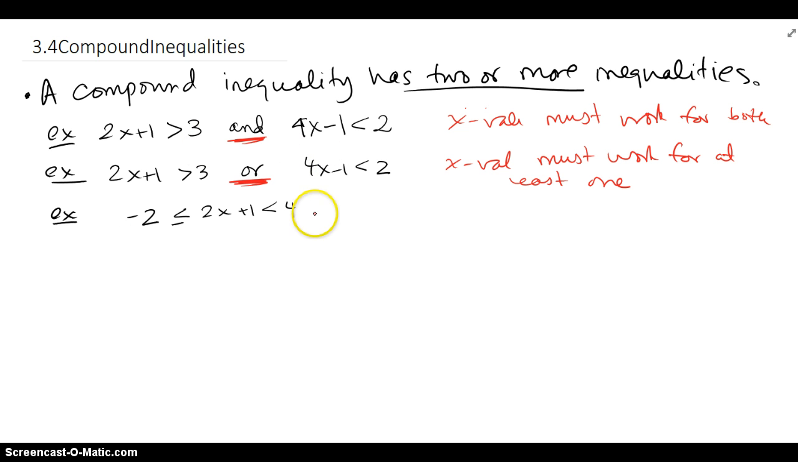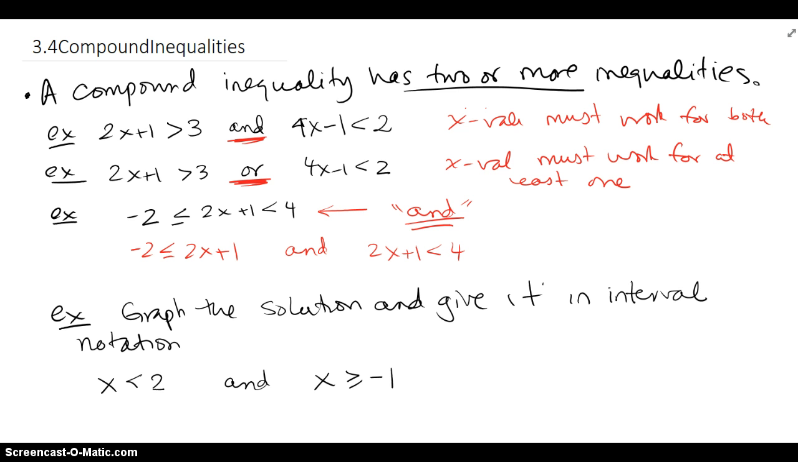And then this is known as a three-part inequality, which is really also an "and" inequality in disguise, because it really says that 2x plus 1 is greater than or equal to negative 2, and at the same time 2x plus 1 is less than 4 as well. So the three-part inequality is really an "and" problem squished into one together.